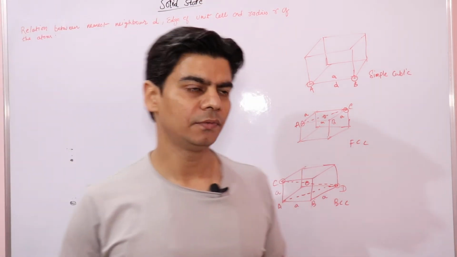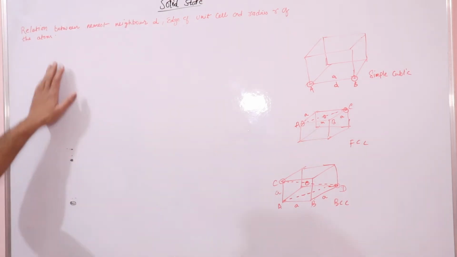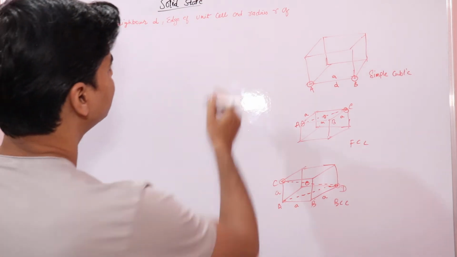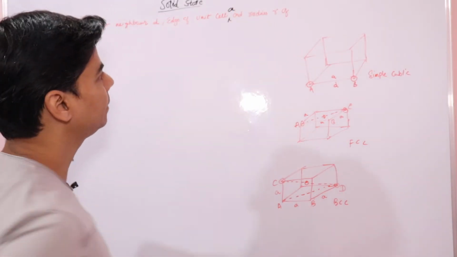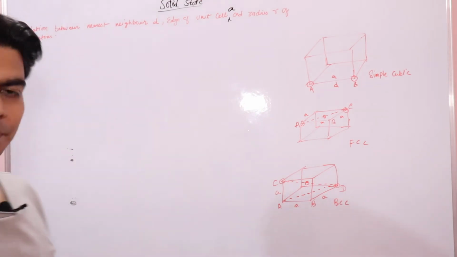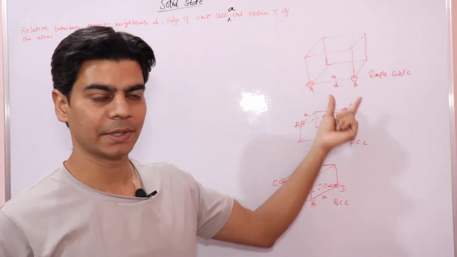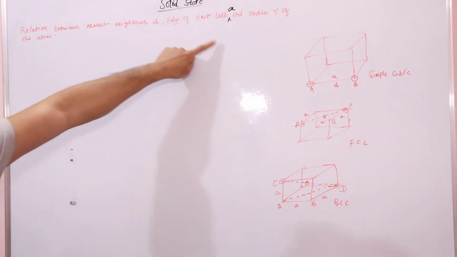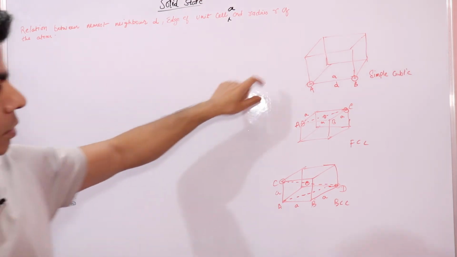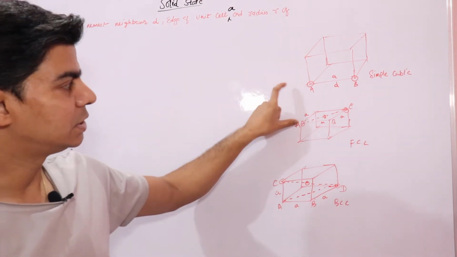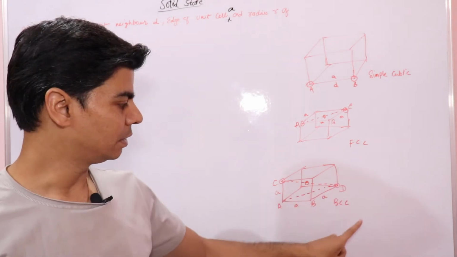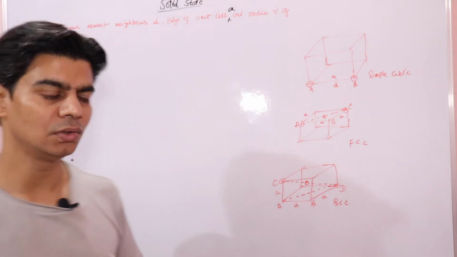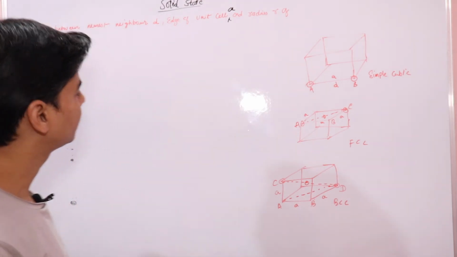Now in this video lecture we will go through the relation between nearest neighbor distance D, the edge of the unit cell A, and the radius R of an atom or particle. We will go through the relation between D, A and R for these three unit cells: simple cubic, face centered and body centered. Remember, in these types of relations you will get numericals, so this is important.